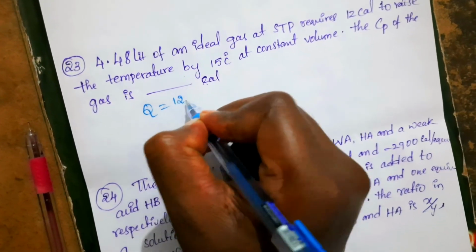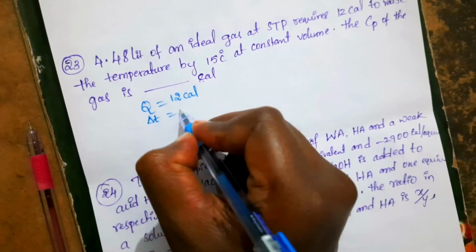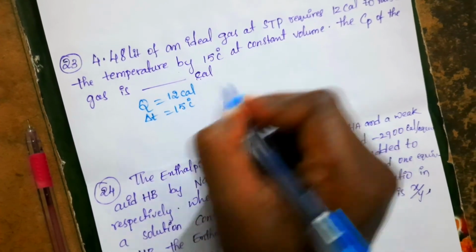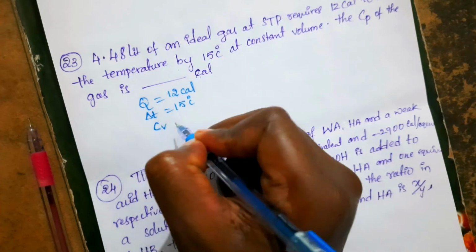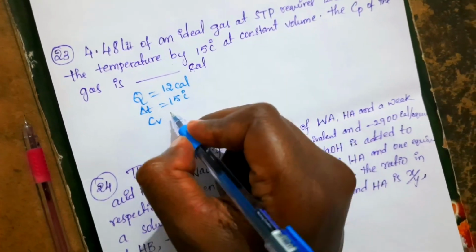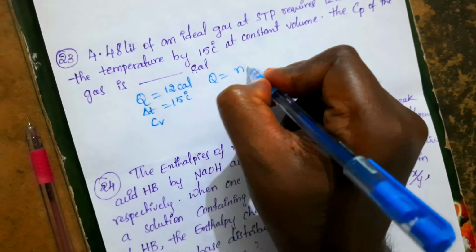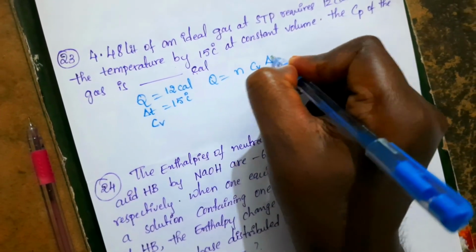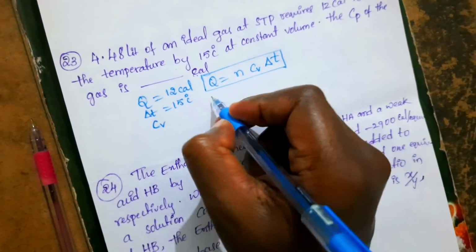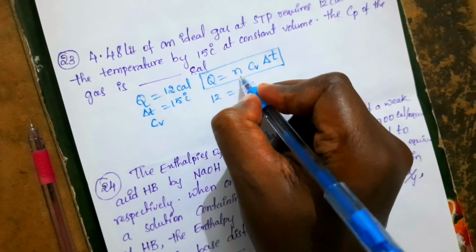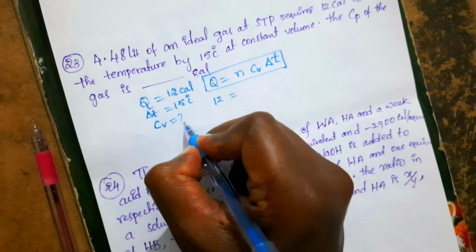So 12 calories of heat energy is needed to raise the temperature by 15 degrees Celsius at constant volume, they are saying. At constant volume is nothing but Cv. So we know that Q is equal to n into Cv into delta T. Q we know, it is 12. We don't know the n value, so we have to calculate it here.